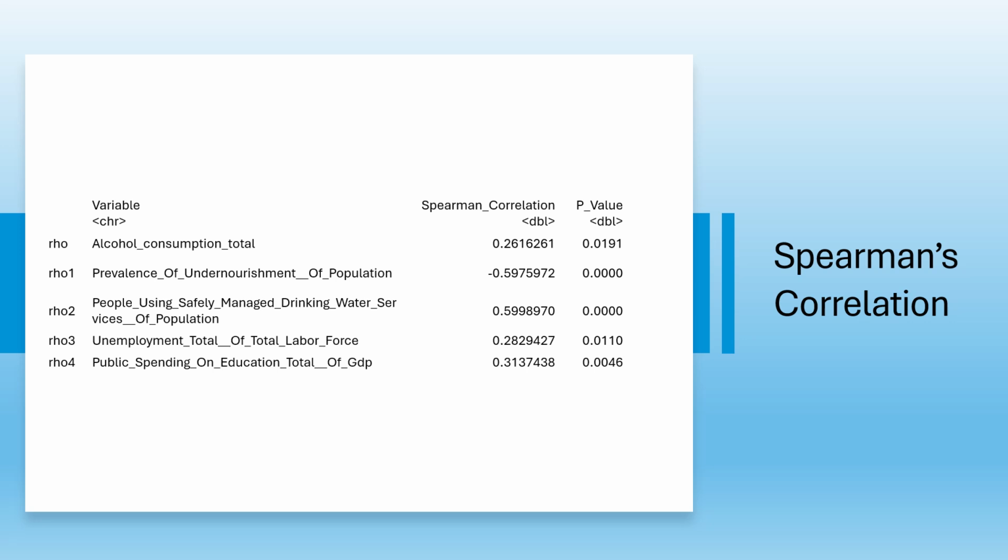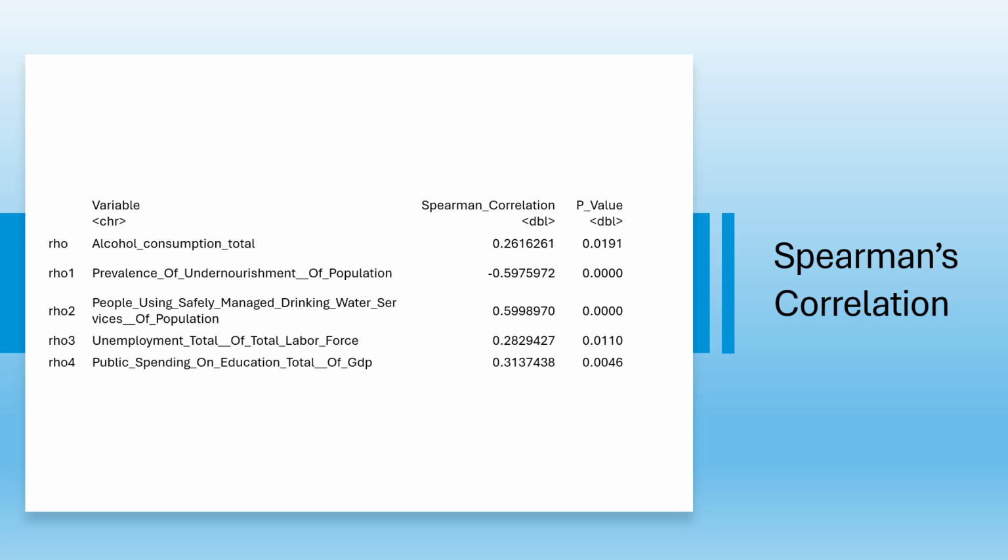Now, since many of my variables were not normally distributed, I decided to do a Spearman correlation test, which doesn't assume normality between the two variables. And what we get back with this is coefficient rho, which indicates a correlation between the two variables. So alcohol consumption total has a slight positive correlation with depression prevalence.